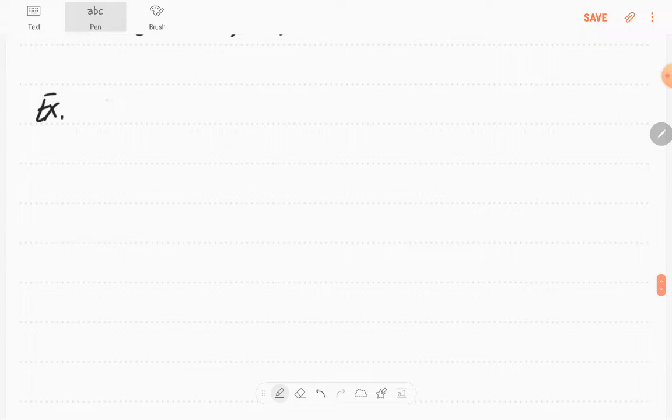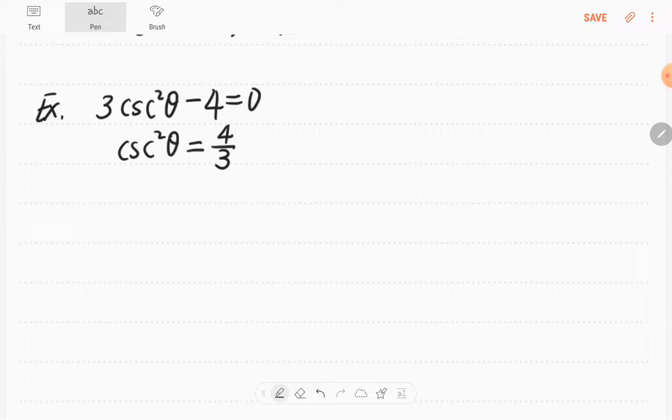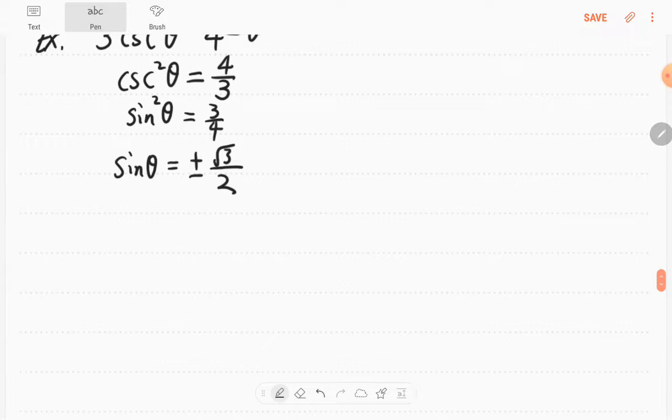Let's look at this example. 3 cosecant squared theta minus 4 equals 0. So we solve for cosecant squared theta equals 4 over 3, right? Cosecant, we know, is 1 over sine. So actually sine squared would be equal to 3 over 4. If you take the square root, you have plus or minus square root 3 over 2. Okay, so we have 2 results. So we needed to consider different cases.